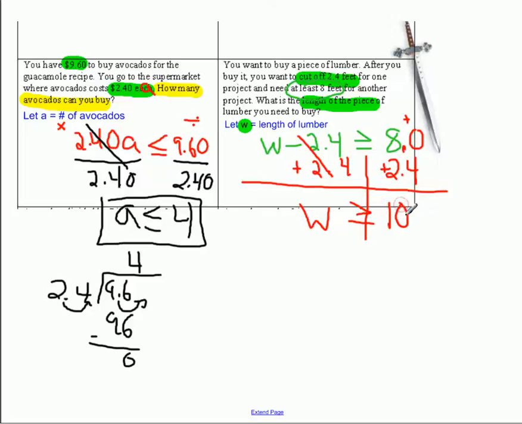That's 10 4/10. So what is the length of the piece of wood? I'm going to use at least 10 4/10. I'm going to label it feet.